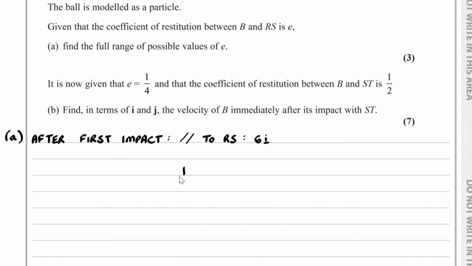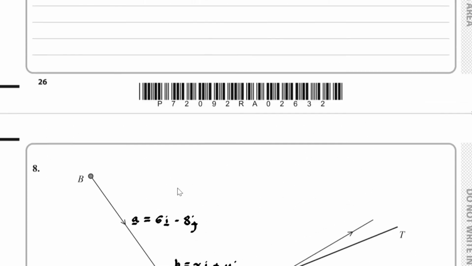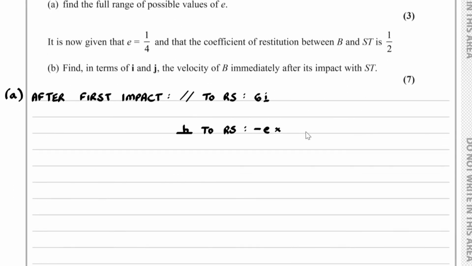But then perpendicular to RS, what we would have is negative e, because it's going in the opposite direction, multiplied by negative 8j, so what this is equal to is 8ej, and therefore B is equal to 6i plus 8ej.